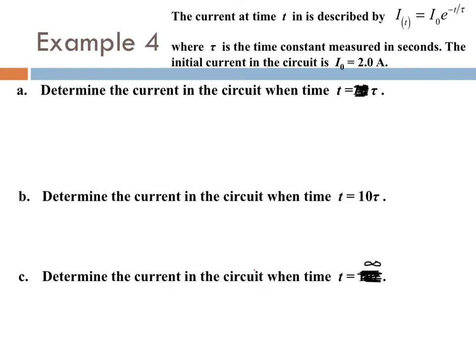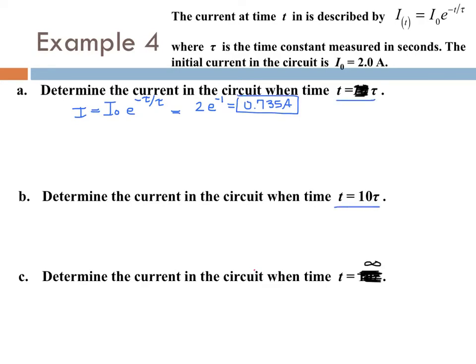So, when t is equal to tau, we can plug that in for t. These taus are going to cancel out, and I have I naught, which is 2, times e to the negative 1 power, which is 0.735. So this is our current when t is equal to tau.